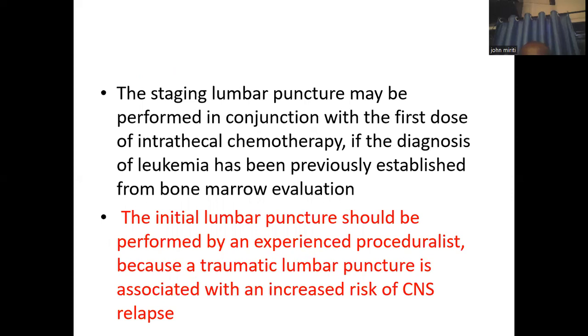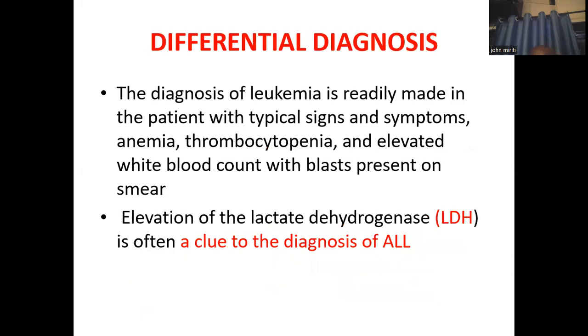Now, the staging lumbar puncture may be performed in conjunction with the first dose of intrathecal chemotherapy if the diagnosis of leukemia has been previously established from a bone marrow evaluation. So the initial lumbar puncture should be performed by an experienced proceduralist because traumatic lumbar puncture is associated with an increased risk of CNS relapse. So let us look at the differential diagnosis of acute lymphoid leukemia.